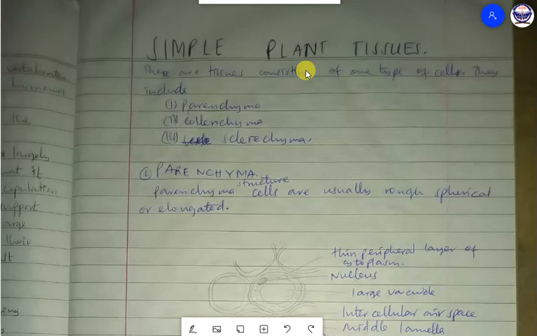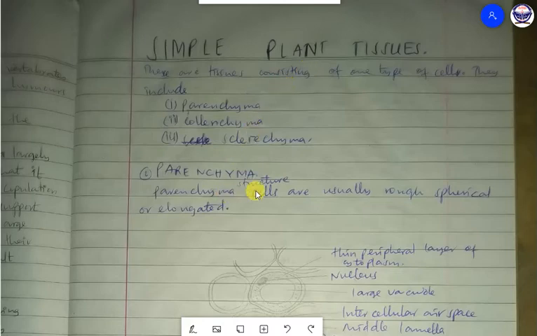We shall discuss later the xylem and the phloem, which are the complex plant tissues, or compound plant tissues, composed of many types of cells. Now let's start our discussion with the parenchyma.